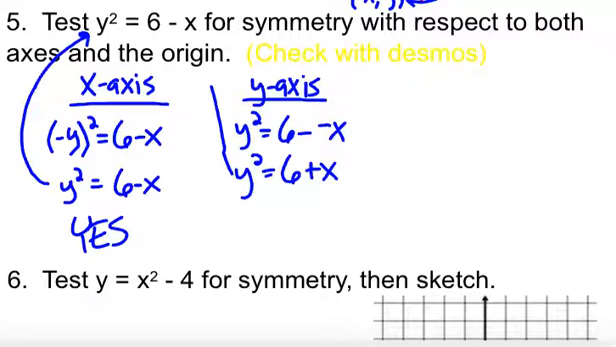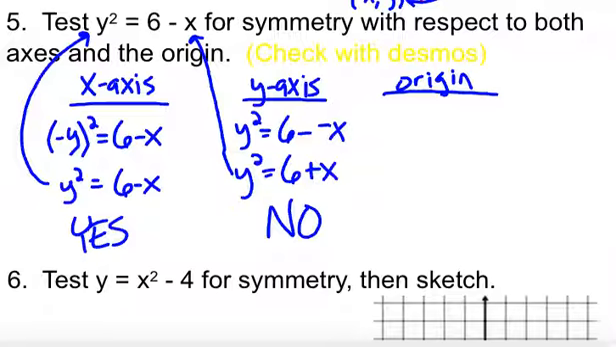And you compare that to the original. Is that the same thing? Because one of them is y squared equals 6 minus x, the other one's y squared equals 6 plus x, not the same thing. So this is symmetric about the x-axis, but not about y. Now we're going to test for origin.